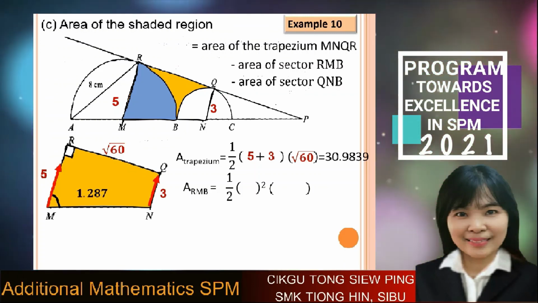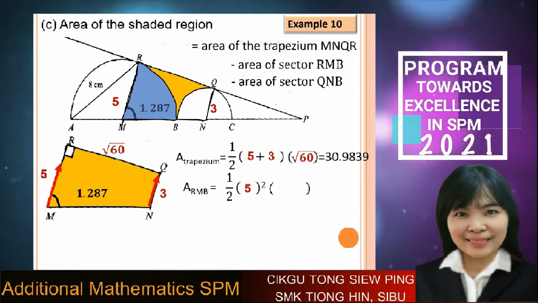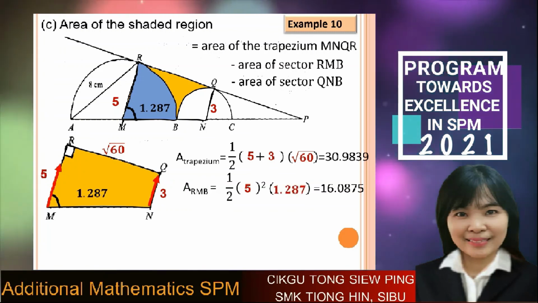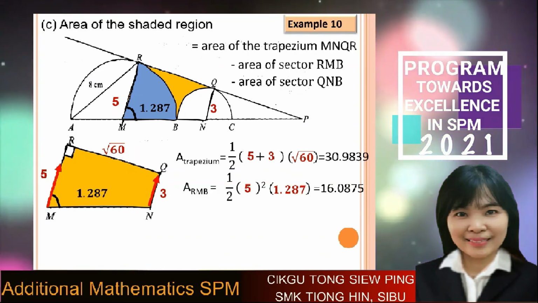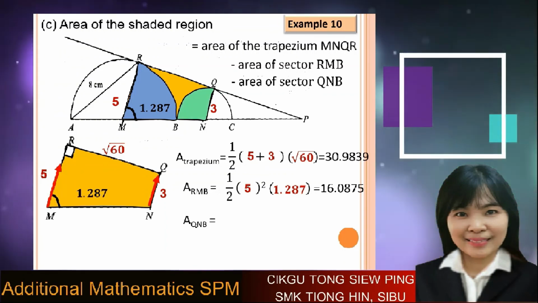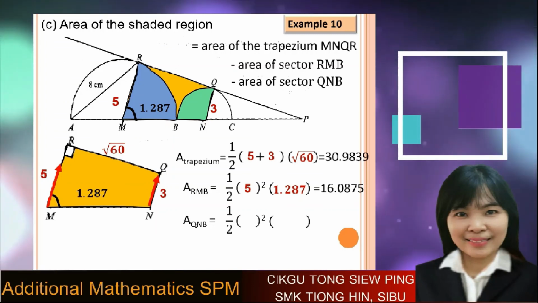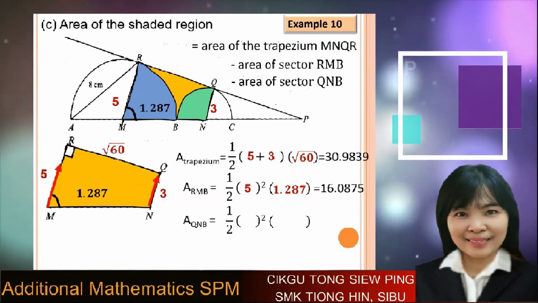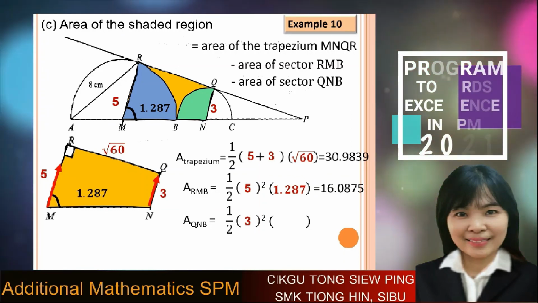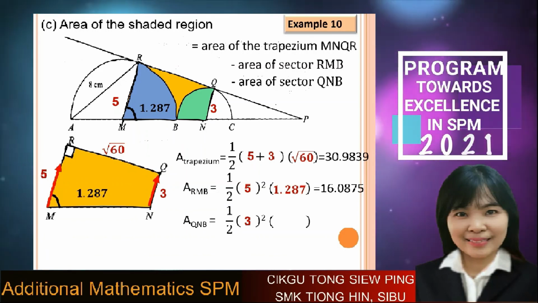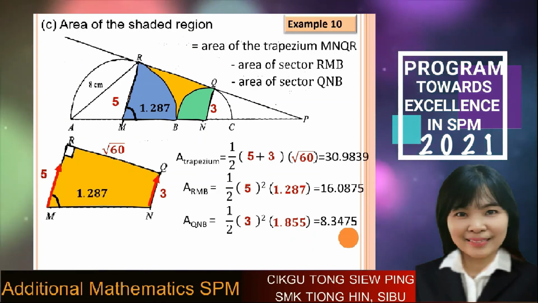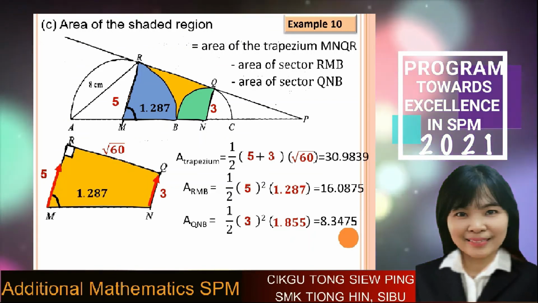Next, we find the area of the sector RMB by using the formula 1/2 r squared theta. For the sector RMB, the radius is 5, and the angle is 1.287 radian. We get the answer 16.0875. Then we'll find the area of the sector QNB using the same formula 1/2 r squared theta. The radius for this smaller sector is 3, and the angle here is equal to pi subtract 1.287, that is 1.855 radian. And we get the answer 8.3475.